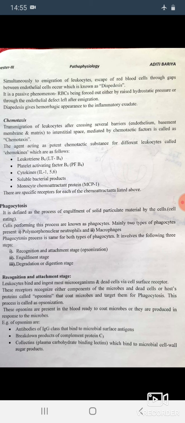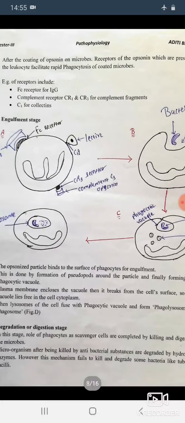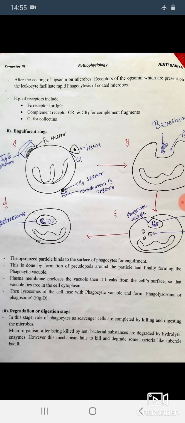Collectins are the plasma carbohydrate binding lectins which bind to the microbial cell wall sugar products. એ એવા substances છે કે જે microbes ના cell wall, microbial cell wall ની sugar product છે, જેને collectins કહેવાય. So they also act as opsonins. તો opsonin એટલે particularly એક જ substance નથી હોતું. They can be immunoglobulin G antibodies, they can be complement protein C3 or their breakdown products, or they can be collectins. Right.